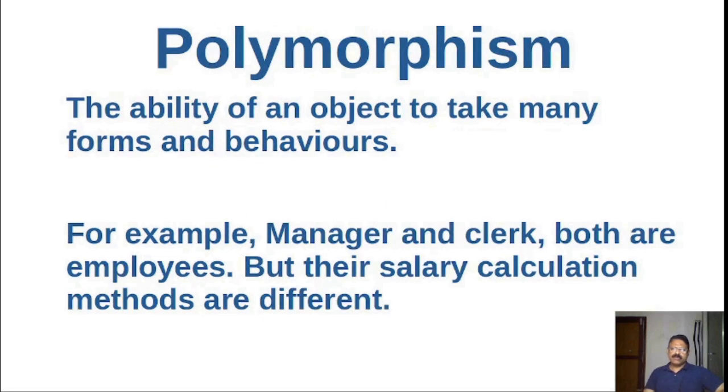The next property is polymorphism. It is the ability of an object to take many forms and behaviors. Let us consider an example. Manager and clerk both are employees, but their salary calculation methods are different.